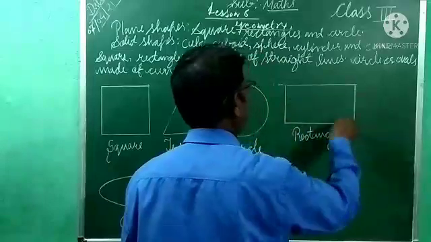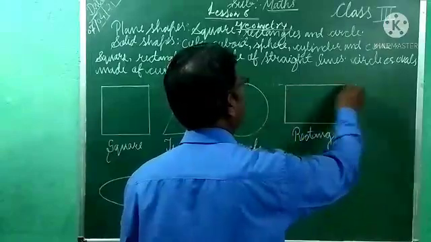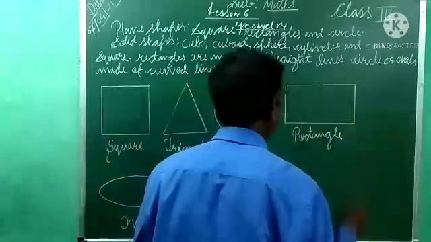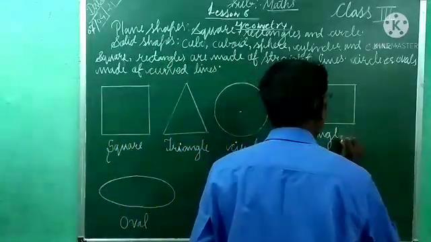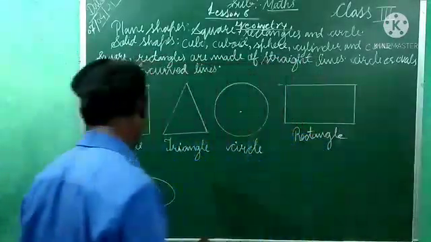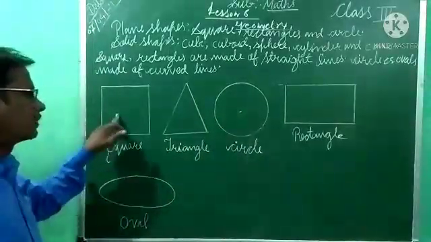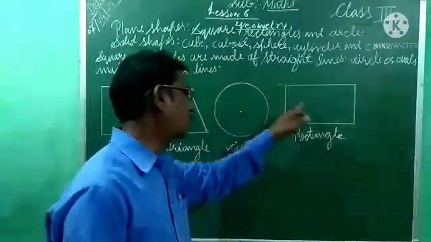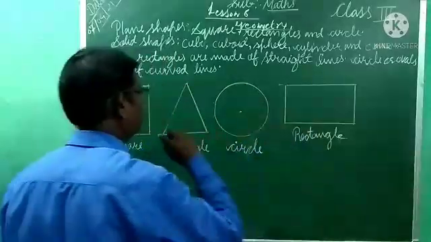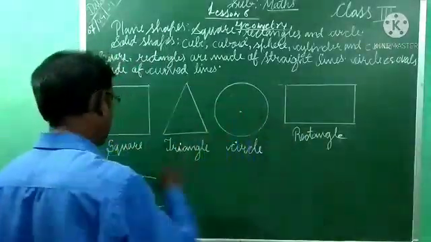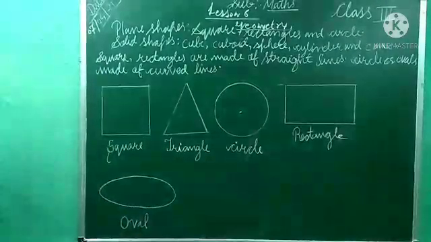This is round in shape, so it is called what? Circle. And this diagram also has 4 line segments, but opposite sides are equal. This side and this side are equal, and this and this one are equal. This figure is called what? Rectangle. And the last one is an oval. So square, triangle, circle, rectangle and oval. Square, triangle and rectangle are made up of straight lines, while circle and ovals are made up of curved lines. Understood? So note down these diagrams.